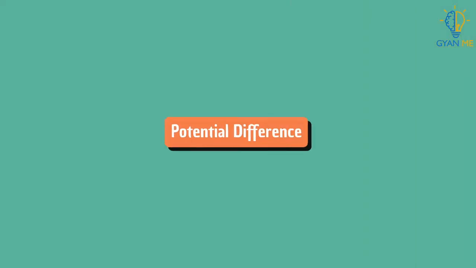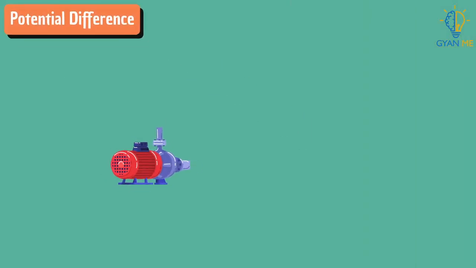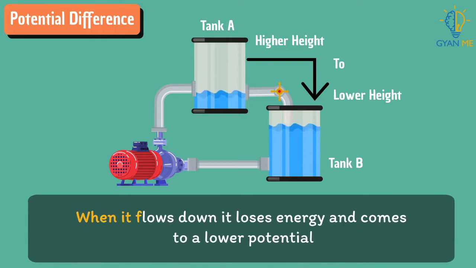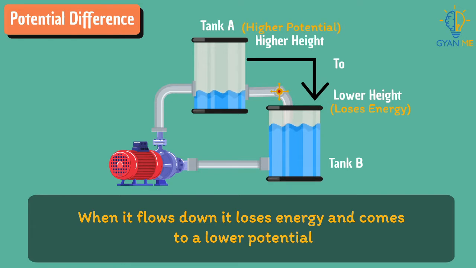Let us understand it with our previous analogy. Water was moving from higher height to lower height. Water at a higher level is said to be at higher potential. When it flows down, it loses energy and comes to a lower potential.